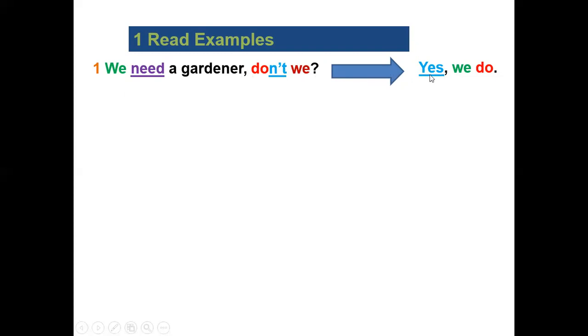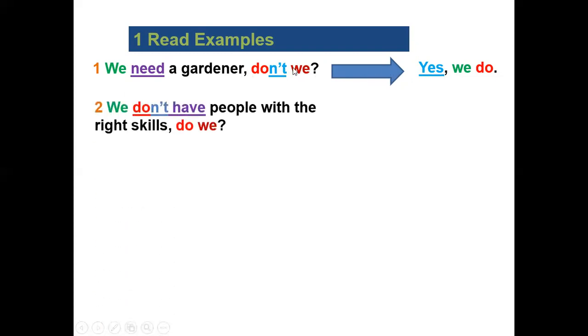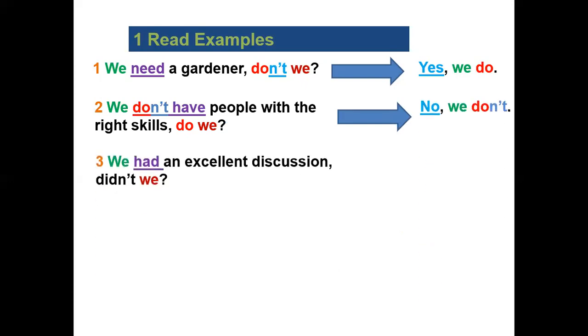You are right, معك حق. Yes. We don't have people with the right skills. We don't have. Don't negative, it became positive. Do we? No, we don't. Yes. Number 3, we had an excellent discussion. Had here it's the only verb in the sentence. ما إنه هي الفعل الوحيد بالجملة بدي أعامله وكأنها worked, studied, okay, came لأنه فعل كامل ماضي بشتق منه didn't. We? Yes, we did.